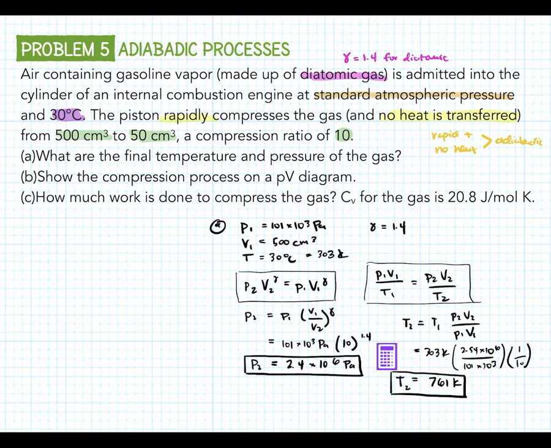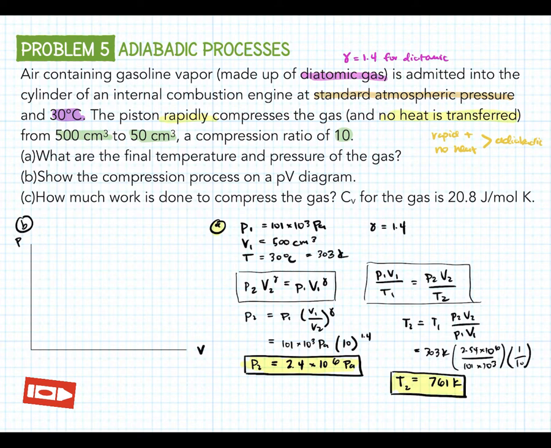So for part A, we have our values. So let's say part A looks like this. For part A, we have pressure 2 and temperature 2. Okay. For part B, we want to draw the PV diagram. So here's our pressure, here's our volume.